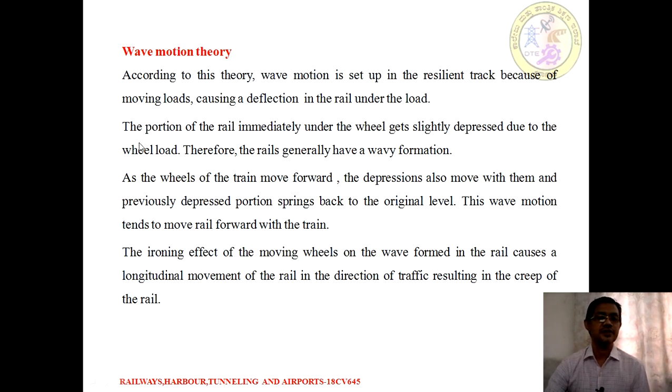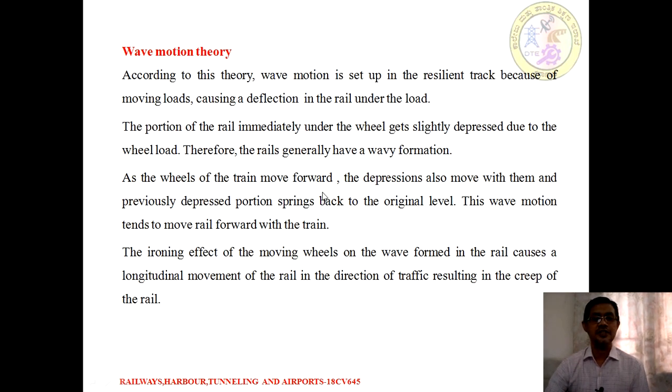According to this theory, the portion of rail which is immediately under the wheel will get slightly depressed due to the wheel loading. It means where the point of application of the wheel load is, that is going to be depressed a bit with respect to the straight portion. Therefore the rail generally has a wavy formation. Because of the application of the point load, we have the depression, so the measured rail section has a wave formation.